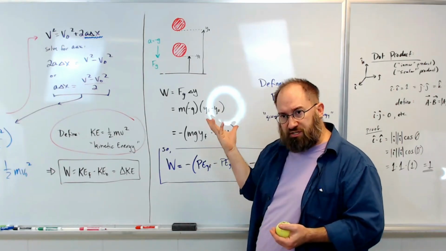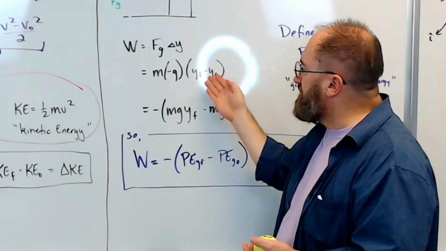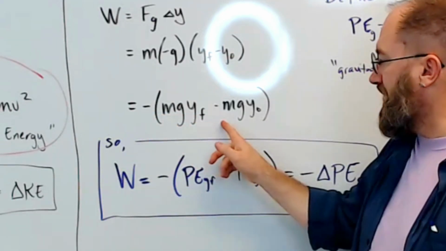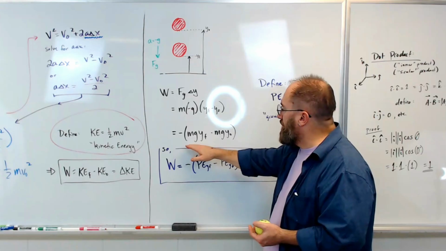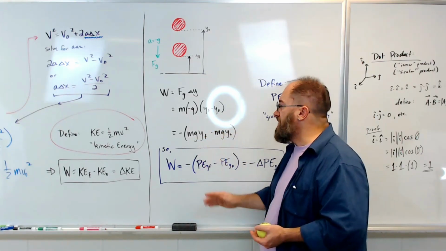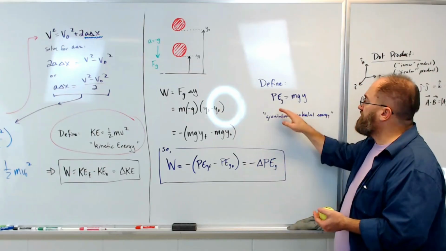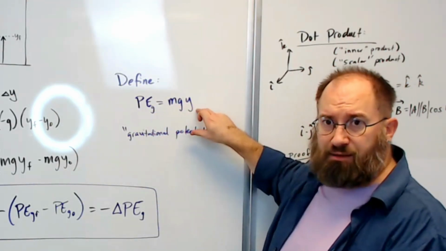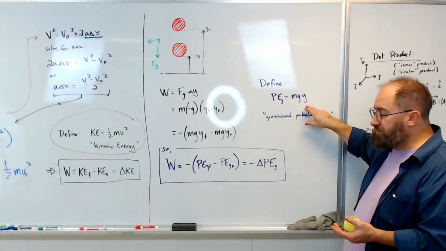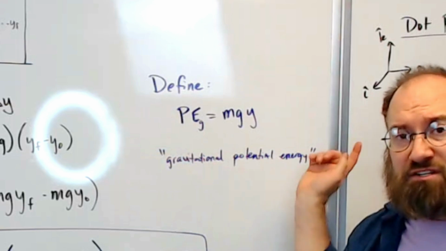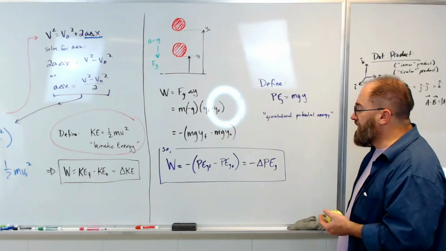Final minus initial positions, and then we distribute everything, keep that minus sign on the outside here so we can still see final minus initial on the inside. And we go, okay, mgy final, mgy initial. Let's now define gravitational potential energy, where we say PE gravity is equal to mass times gravity times the position in space. Sometimes you may see this as h, height. This is our definition of gravitational potential energy, and we plug this into place.